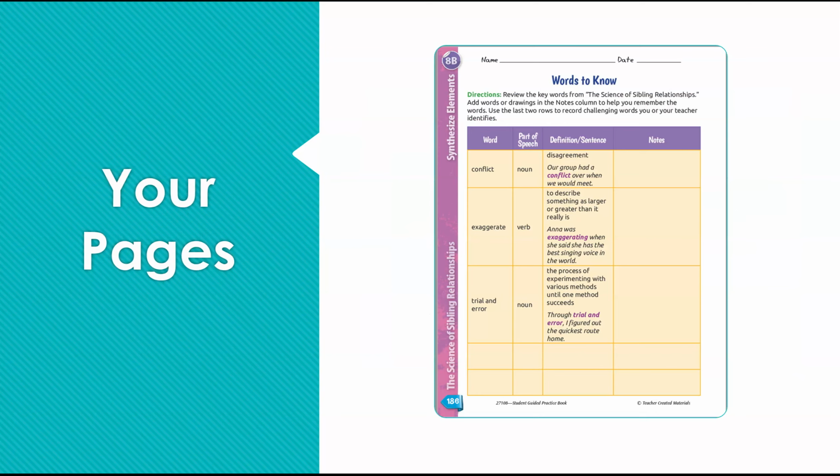So you can find those 3 vocabulary words on page 186. And in that notes section, I want you to either draw me a picture or give me an example from your life of how you might use that word today. So I'll take either a picture or an example from your life today of how the words conflict, exaggerate, and trial and error play into what you're doing. And you can find that in your books on page 186.